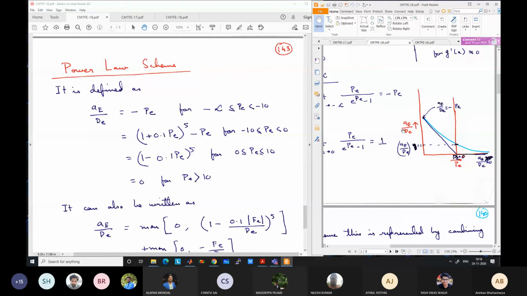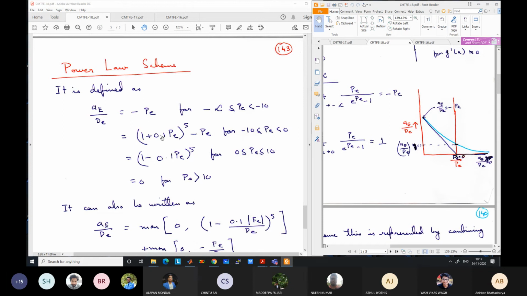If you go to the book of Patankar, there are some values given, and you will see that there is very negligible difference in A by D as calculated by this scheme and as calculated by the exponential scheme. Even if we draw the plot, you will not be able to distinguish with the naked eye the two plots, the exponential scheme and the plot given by this scheme. They will look the same. It is so accurate.